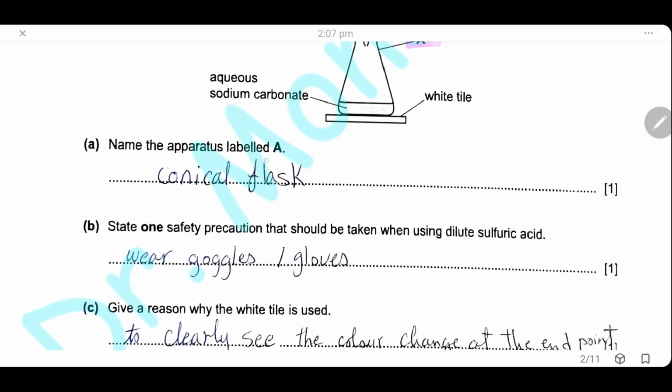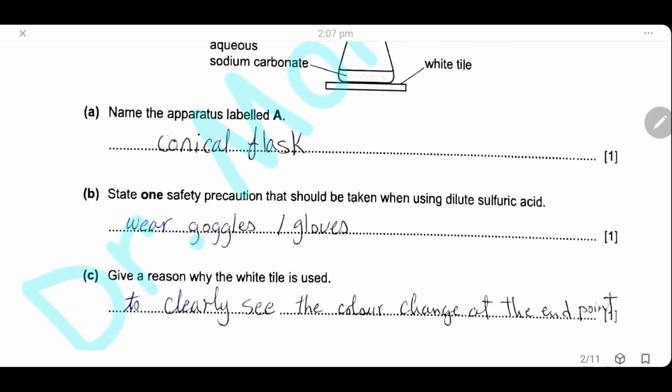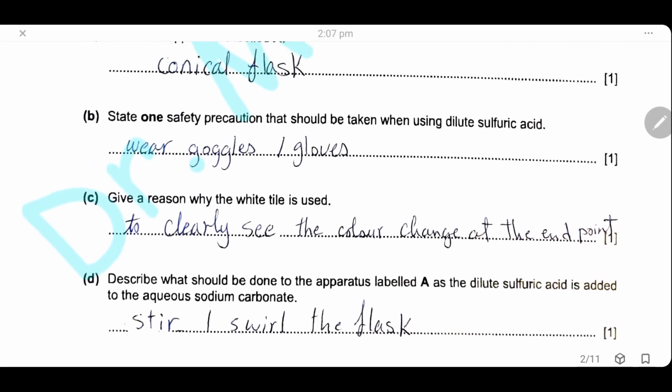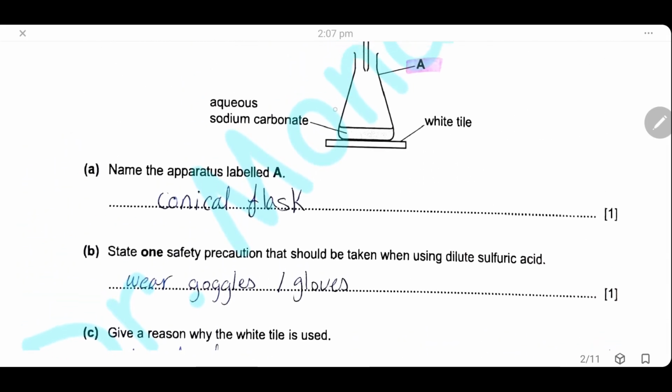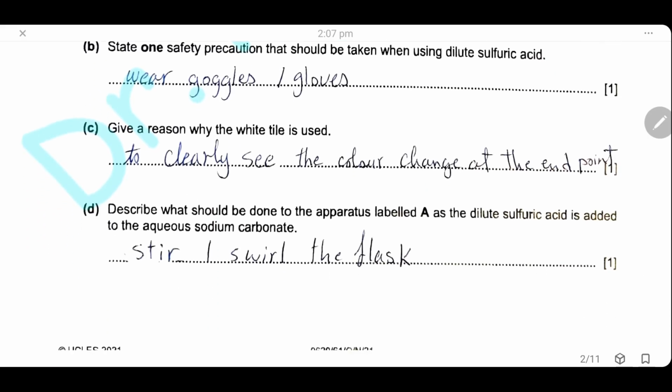A. Name the apparatus labeled A. A is a conical flask. State one safety precaution that should be taken when using dilute sulfuric acid. We should wear safety goggles or gloves. Give a reason why we place the white tile. The white tile makes you clearly see the color change at the end point.